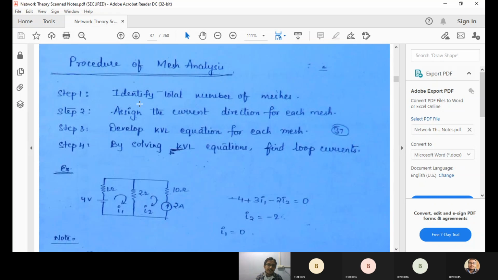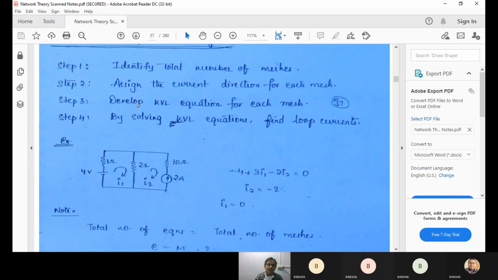While writing these mesh equations, generally my convention, you can follow any convention. Once again, I am telling you, in network theory you can follow your own convention. Generally, I consider that when moving from minus to positive, I'll take it as negative. But a few people take negative to positive as positive. That is up to you. My convention is whatever is followed in these notes. You can follow the exactly opposite way also, and you will get the same magnitude, the same answer.